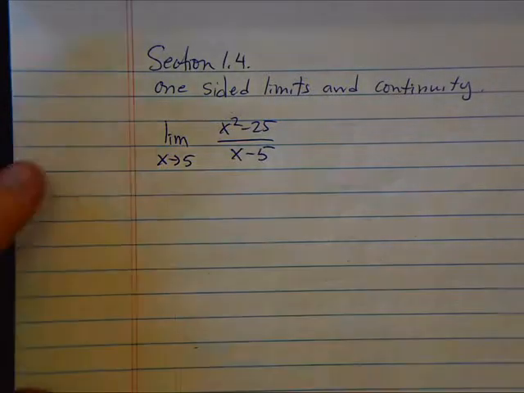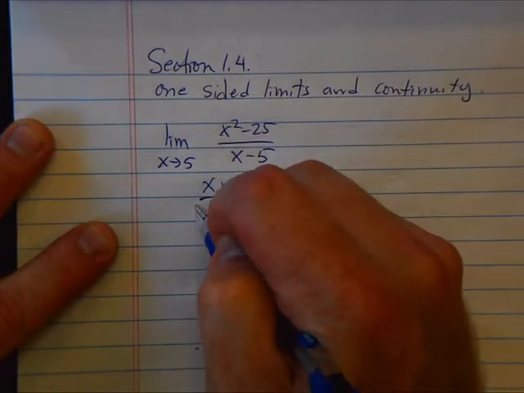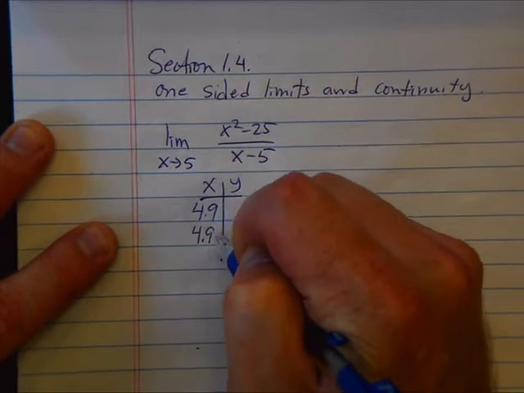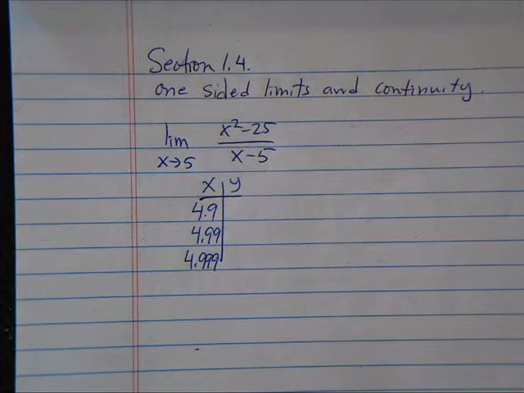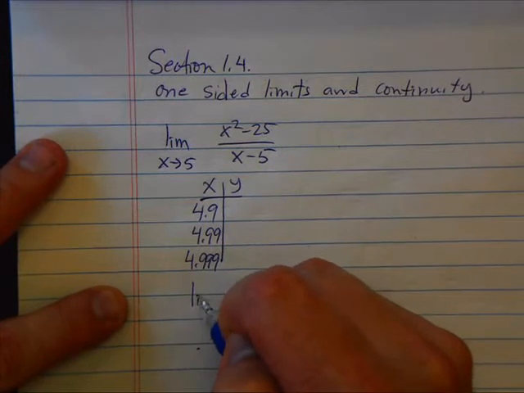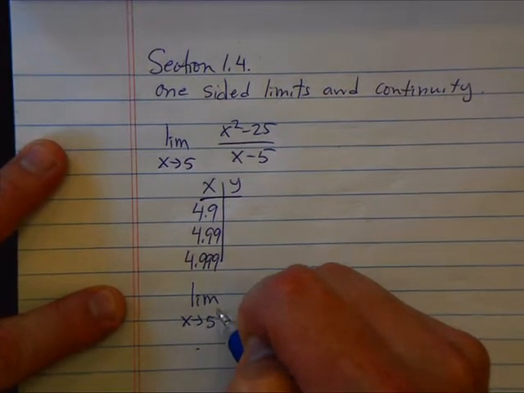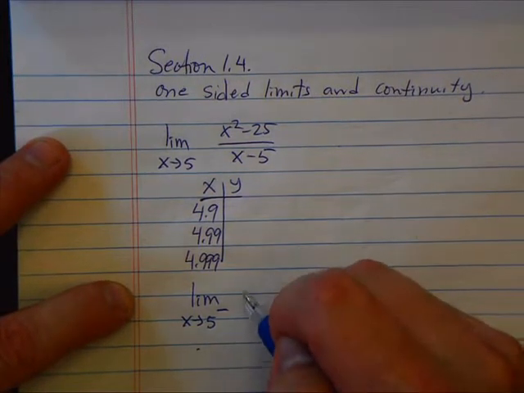One option would be a table. So what you could do is build a table, and you could plug in numbers like 4.9, 4.99, 4.999. And those numbers would all be close to 5 but smaller than 5. And we had a symbol for that. What was the symbol that we used for getting close to 5 but less than 5? We used a little plus and minus. So whatever we got for an answer here, we would write this symbol, limit as x goes to 5, and we would put a little minus right there. That just means we're close to 5 but smaller than 5.